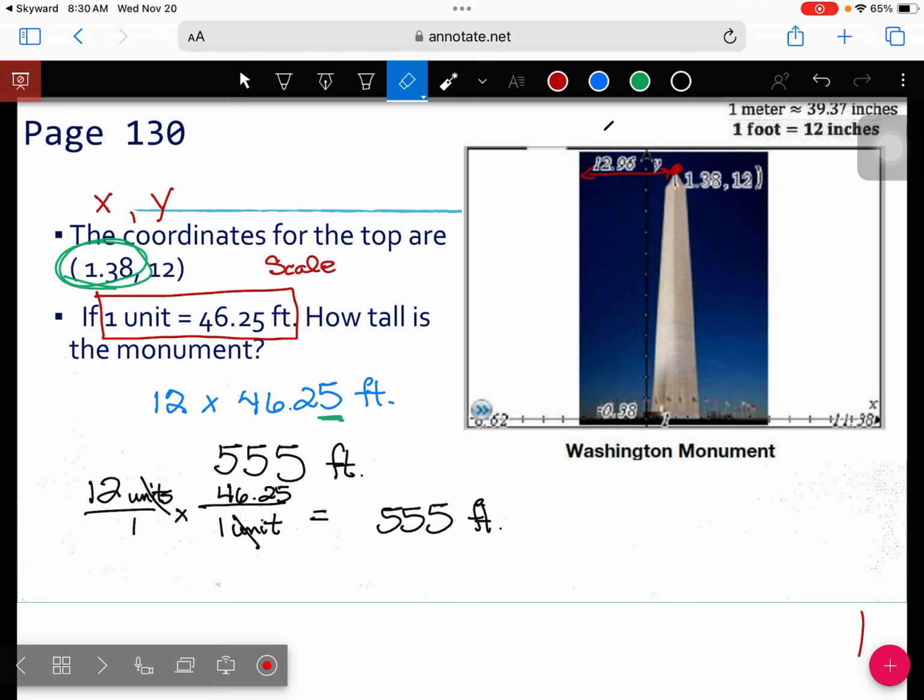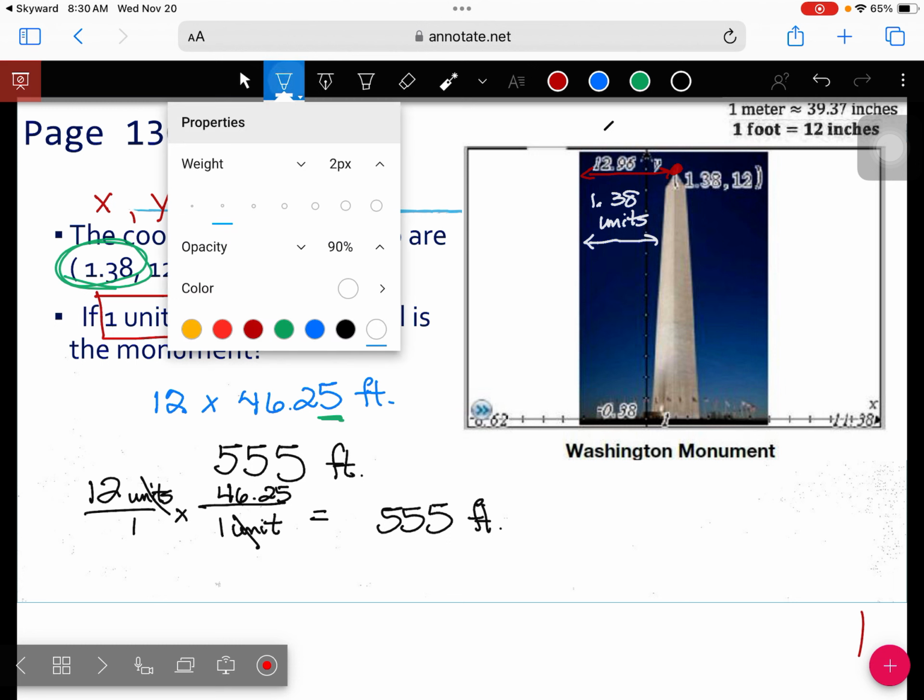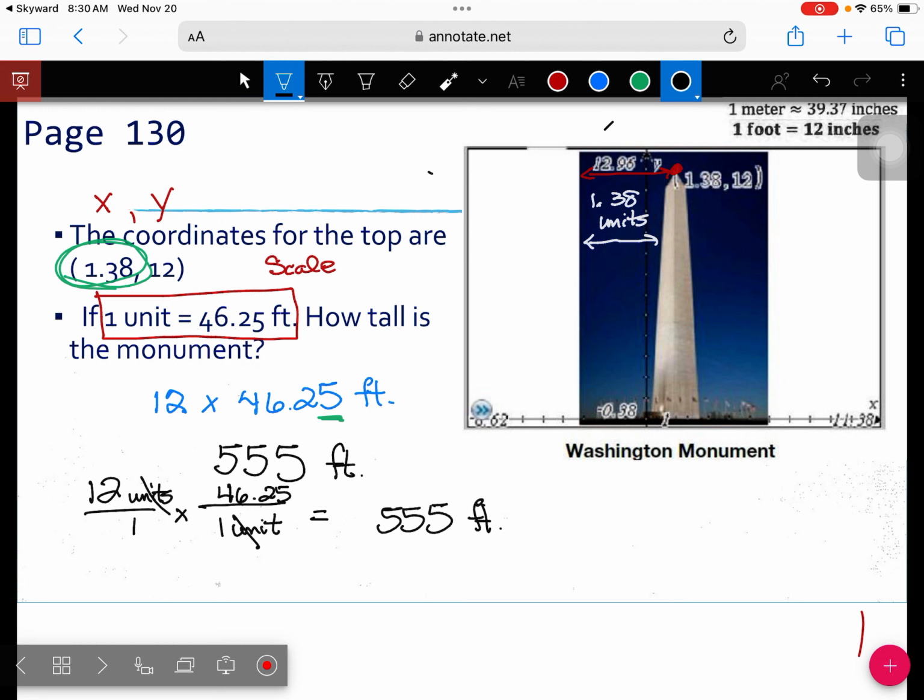Let's erase. 1.38 units. That is from the y-axis over, and then the 12 units was the height right here, because we're looking at the very tippy top. So I guess that should have been up at the top. Any questions about that? So it's 555 feet. You might want to write that down somewhere on your paper if you haven't already. And that is for the Washington Monument.